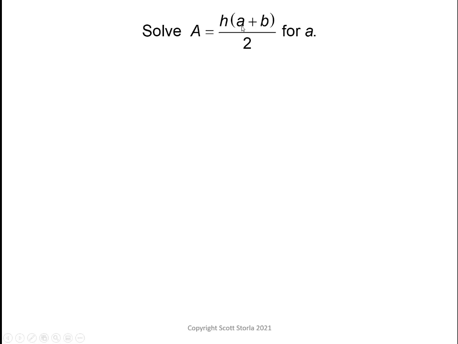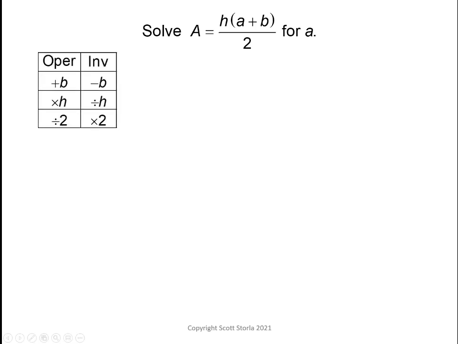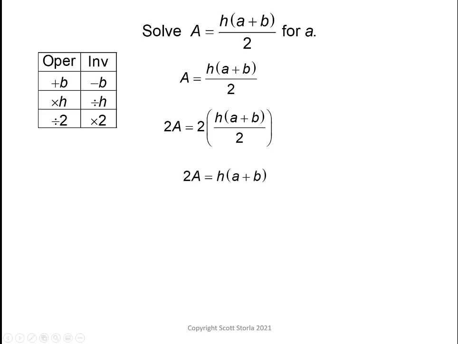Starting with a, I would add first, multiply second, and divide third. So here's my operations and inverses. Starting at the bottom of the right column, I'm going to multiply both by 2 and reduce those common factors of 2. I move up a row and divide by h. I reduce those common factors of h. I move up a row and subtract b. And here's my answer.